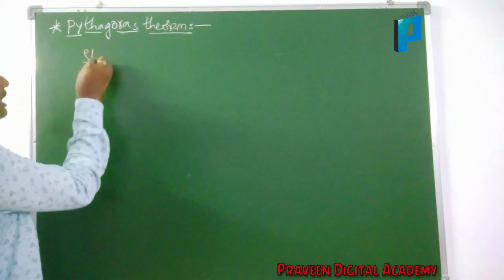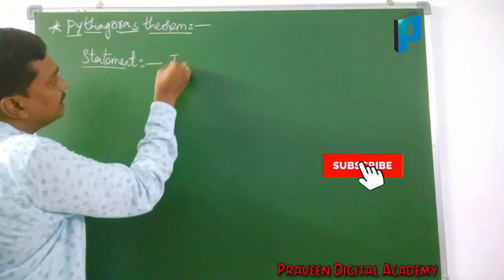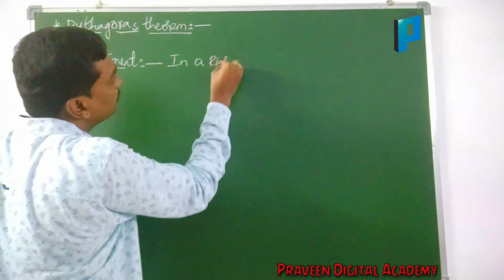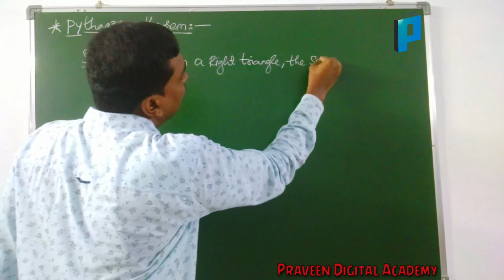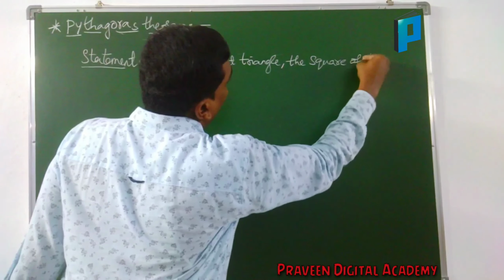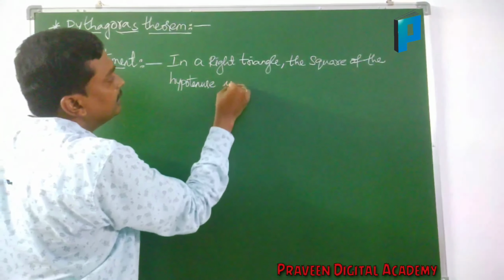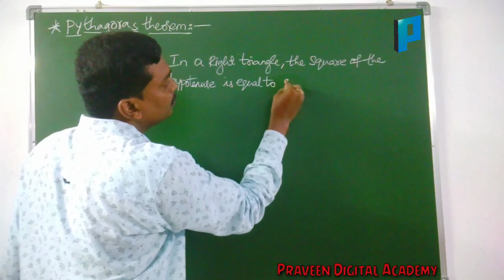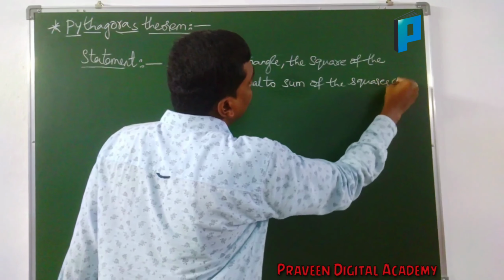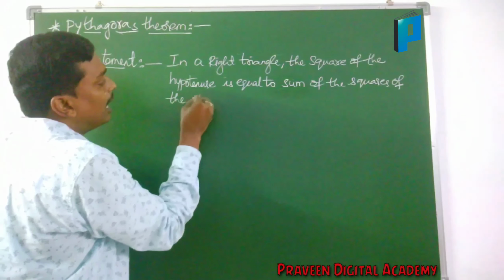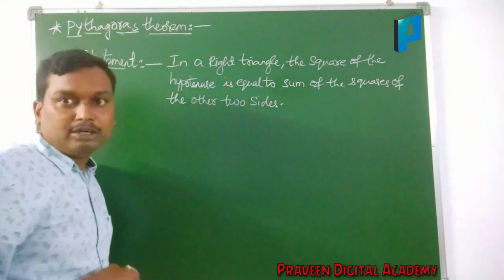Here, the statement of the Pythagoras theorem is: in a right triangle, the square of the hypotenuse is equal to the sum of the squares of the other two sides. This is the statement of the Pythagoras theorem.